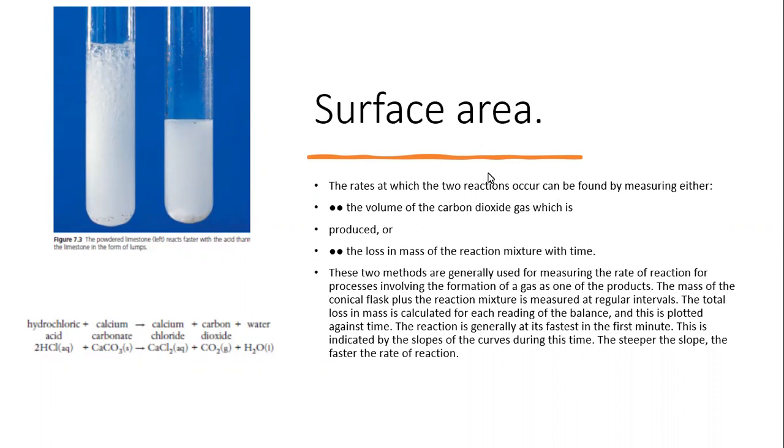So when we're going to talk about our surface area, how can we actually do our experiments to show that effect of surface area? So one thing you can do is, for example, in the example given to us over here, we have limestone. Limestone is, by the way, calcium carbonate.